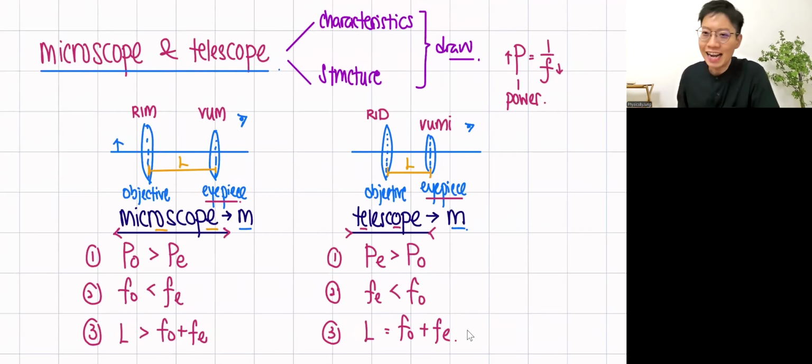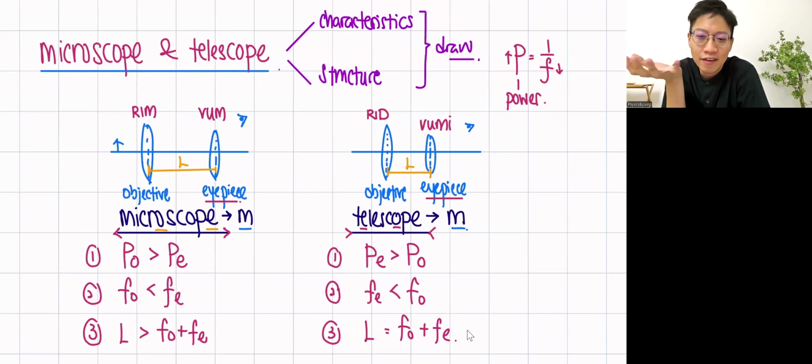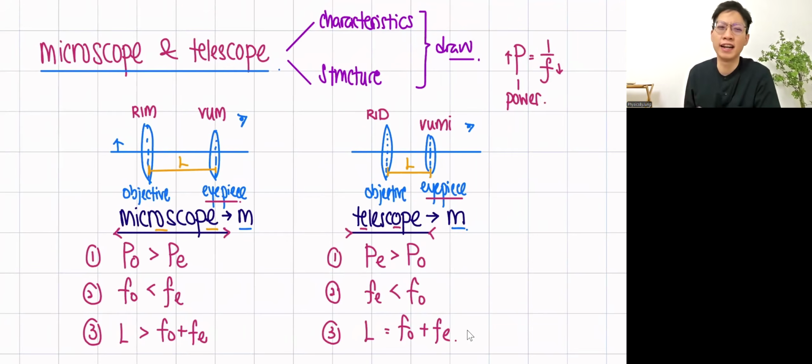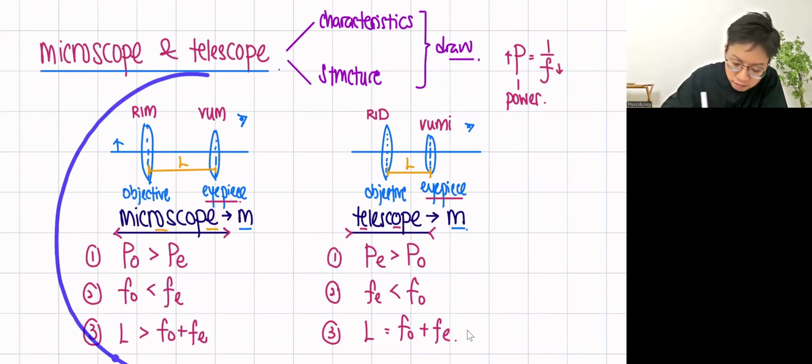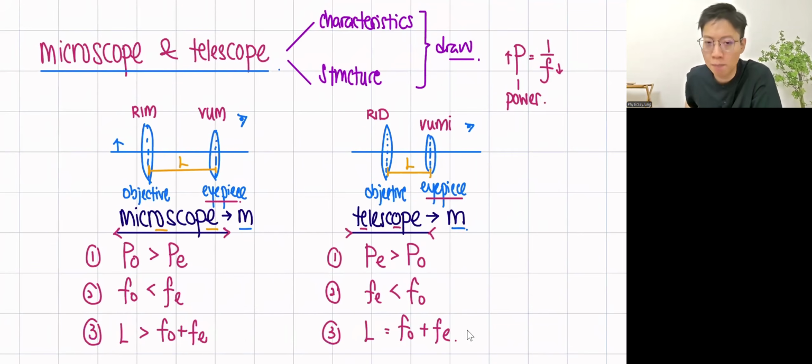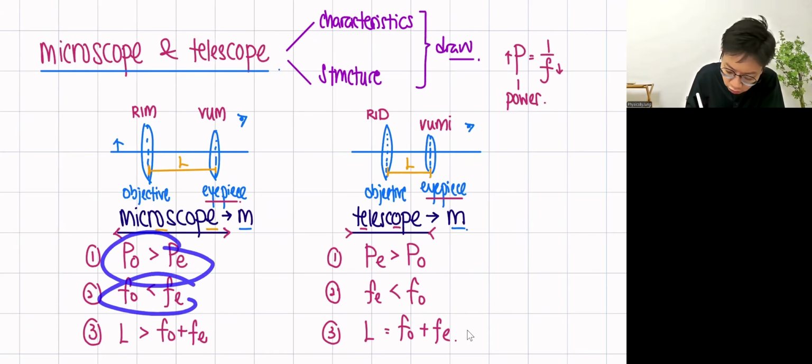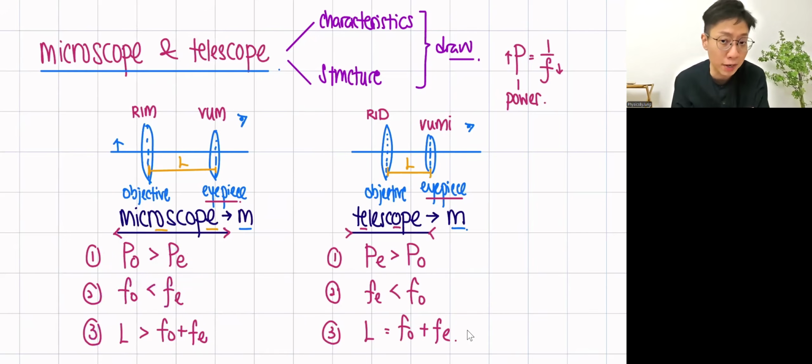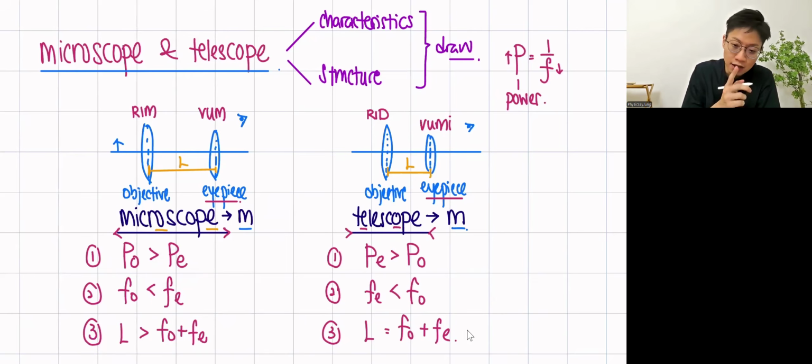Okay, guys. Now I know some of the students here are very pro. They say, teacher, I don't want to memorize, I want to understand. Now, because of time constraint, between microscope and telescope, I will choose one to explain to you the rationale of the formula. Why is the formula like this? I will explain one, because of the time constraint.